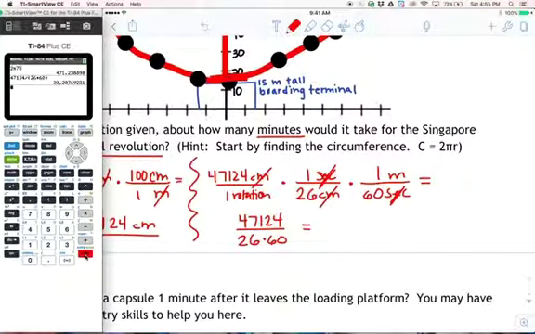And we get 30.207. I'm just going to say about 30 minutes. So about 30 minutes per rotation. And we're going to use this calculation here in a minute.